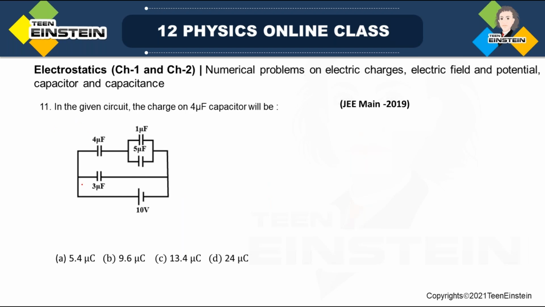Anyway, look at the given circuit. You have to find the charge on the 4 coulomb capacitor. Let me tell you the process you have to follow here: you have to find the equivalent circuit for this. First of all, the equivalent circuit.